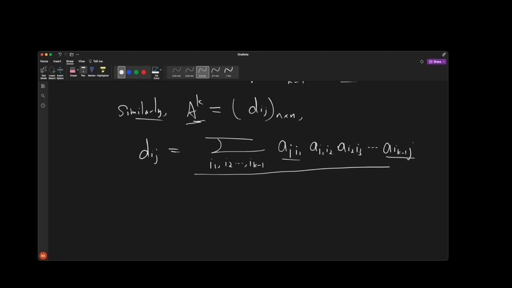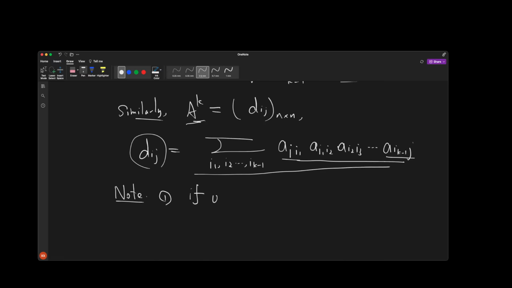Okay. So let me make some observation. So what is this number? Let's make some observation. First, it's a sum of many terms. So if in one term, i1, i2, and ik minus 1 were given, for example, we look at one of the sums.